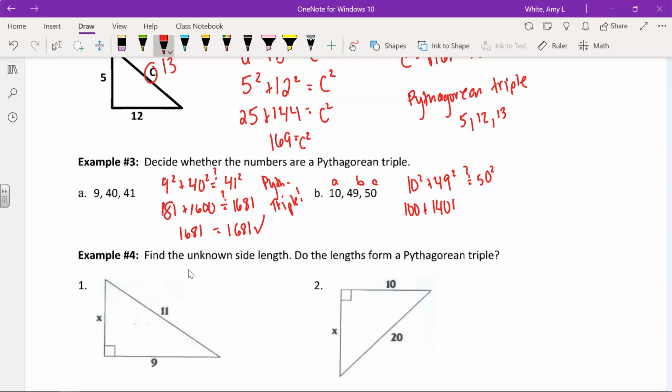2401. And is that equal to 2500? Well, this would be 2501, which does not equal 2500. Therefore, it is not a Pythagorean triple.